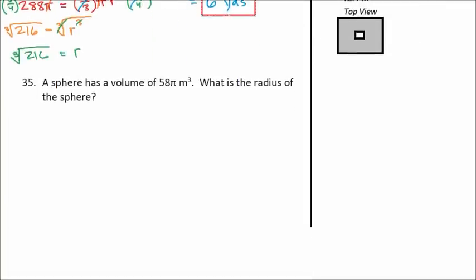Okay, I'm assuming you've tried this. Let's go ahead and if you work out all the same steps, you're going to end up with a radius that is going to be equal to the cubed root of 43.5. You're going to put that in your calculator.